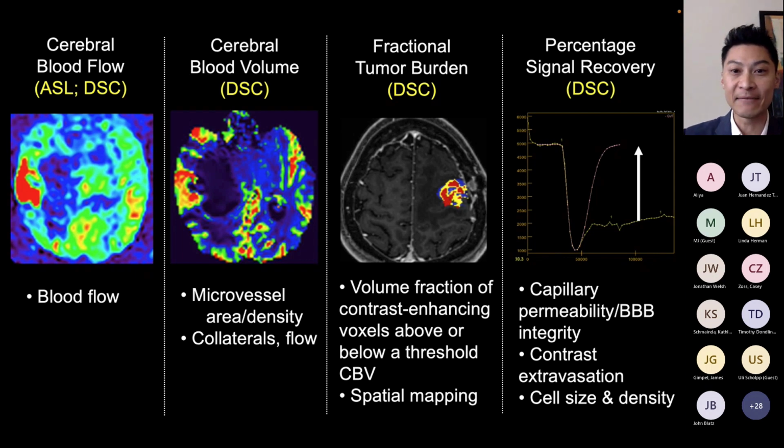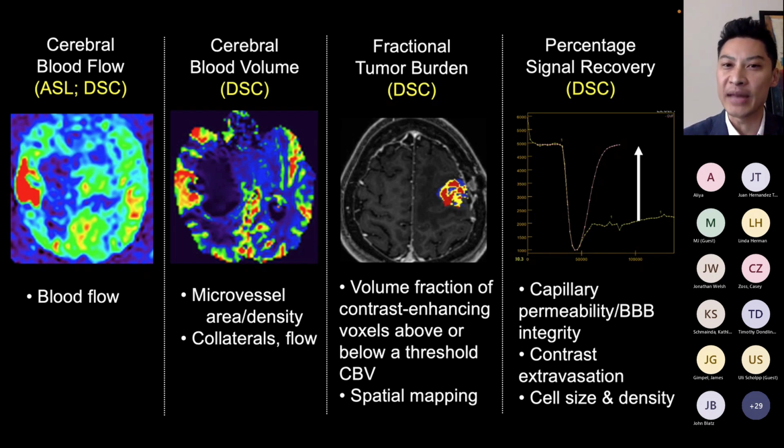Fractional tumor burden, which is a relatively newer metric, is essentially defined as the volume fraction of contrast enhancing voxels above or below a set threshold CBV. So you're using a CBV to set a threshold, and then whether you have CBV above or below that threshold, you can map areas of vascularity within the tumor. This is helpful because it is superimposed on 3D imaging for mapping out spatial areas of vascularity within a contrast enhancing lesion. We can go over some interesting cases with regard to that later in this talk.